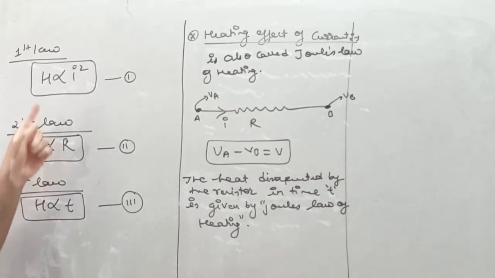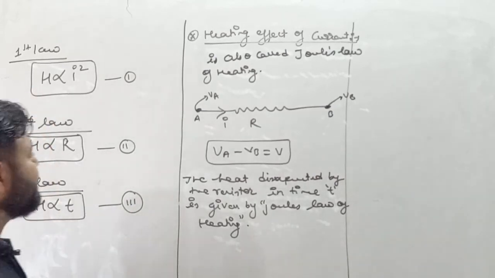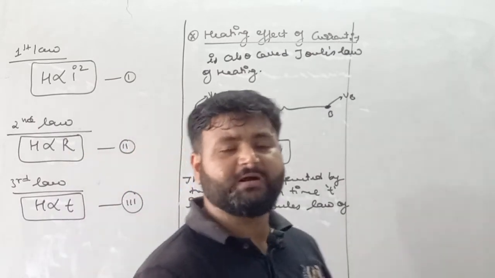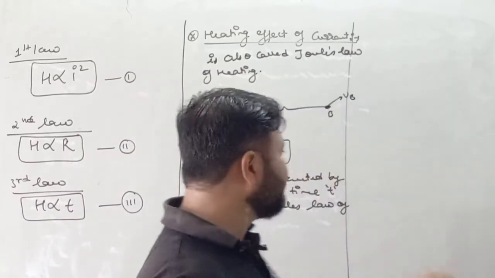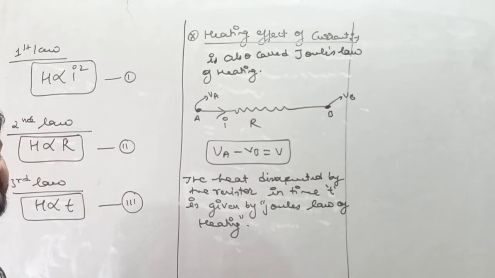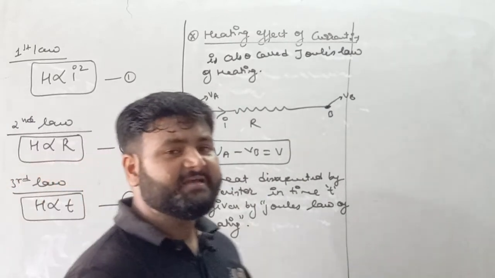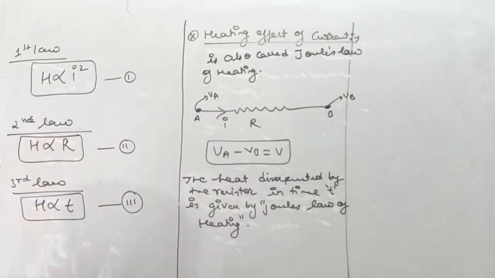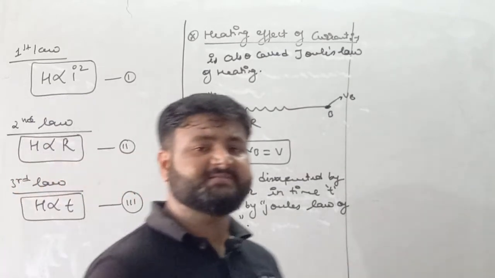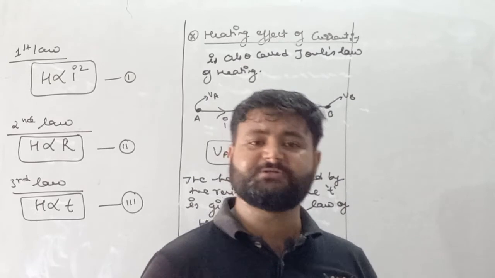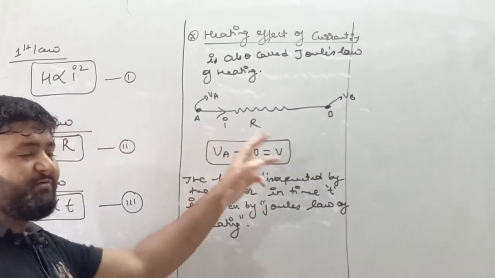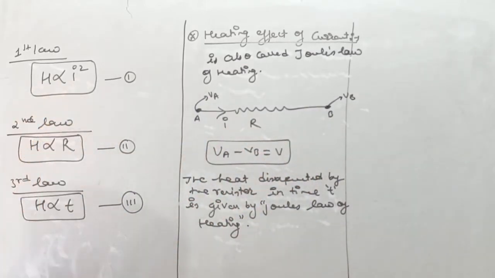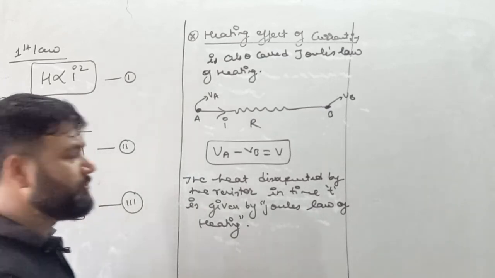Now see, my dear student, this is what Joule's law of heating is. First law: heat dissipated by the resistor is directly proportional to the square of the current which is flowing in the resistor. Second law: heat dissipated by the resistor is directly proportional to the resistance of the resistor. And third law: heat dissipated by the resistor is directly proportional to the time in which current is flowing. So H is proportional to I square, H is proportional to R, and H is proportional to t.